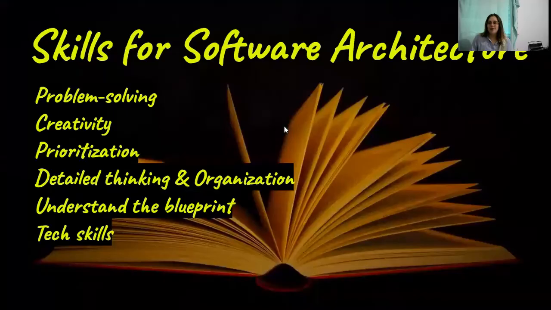So what skills do we want in order to improve our software architecture skills? We want to improve our problem-solving, creativity, prioritization, detailed and thorough thinking, and to understand the blueprint of the system itself. Also, you will need various technical skills that are related to your field of work.